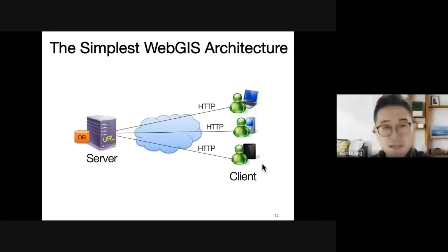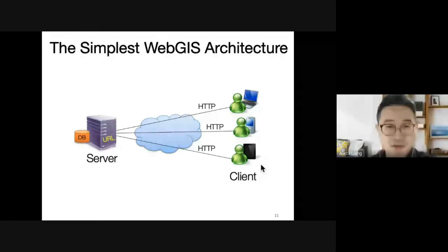Okay, so this is the simplest WebGIS architecture from the communication point of view. So we still separate it into client and server. Most WebGIS systems are just communication between client and server. The client sends the request to the server, the server analyzes and processes the request and sends back the response. The client receives it, parses the information and displays it to the user. So that's the simplest WebGIS architecture.